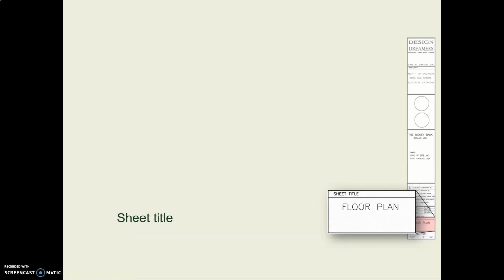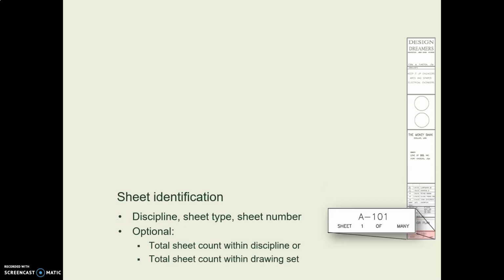The next to the bottom block is the title of the sheet, and this just describes what is it. Is it a floor plan? Is it a section? Is it an elevation? Is this a detail sheet? It's fairly simple and straightforward in name. And finally, at the very bottom is the sheet number, and we'll talk about how we do the numbering in the next lecture.